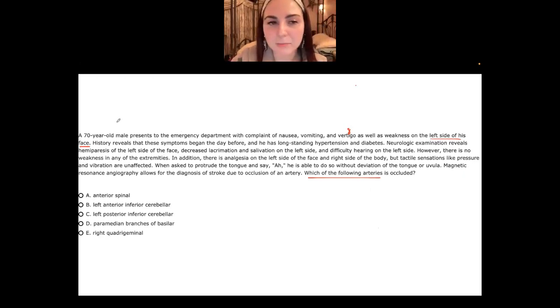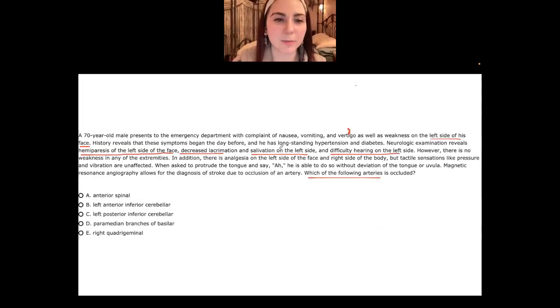This could just be because he had a stroke, right? You have these signs when they have a stroke. So I wouldn't write anything there as of right now. So they happened the day before. He has risk factors for a stroke. So I'm like, okay, I'm on the right track. It is a stroke. So the neurological exam reveals hemiparesis of the left side of the face, decreased lacrimation and salivation to the left side, and difficulty hearing on the left side.